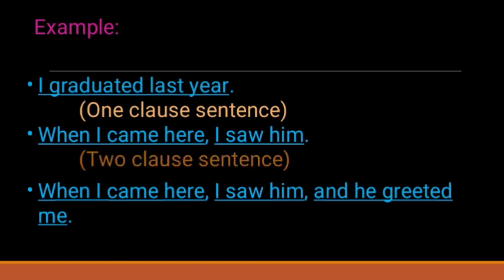The second sentence is a two-clause sentence because the first clause has a subject and verb combination, and so with the second clause. The third one is a three-clause sentence. When I came here, I saw him, and he greeted me, satisfies the definition of a clause. But to further understand what a clause is, let us discuss the types of clauses.